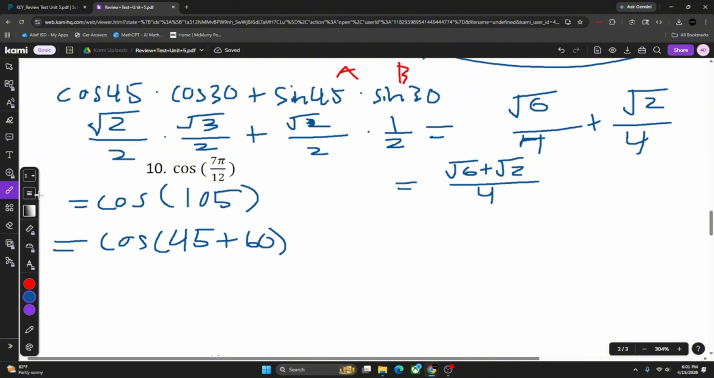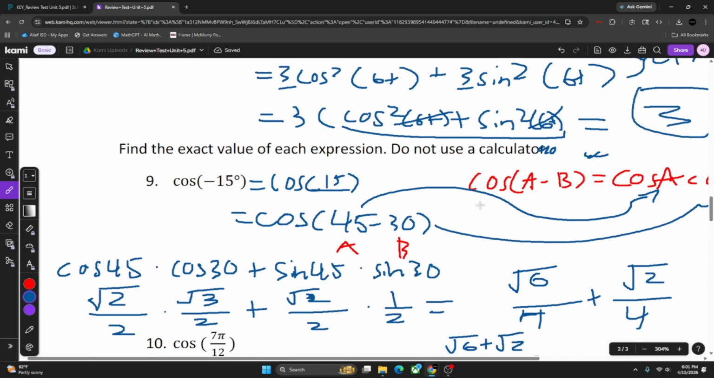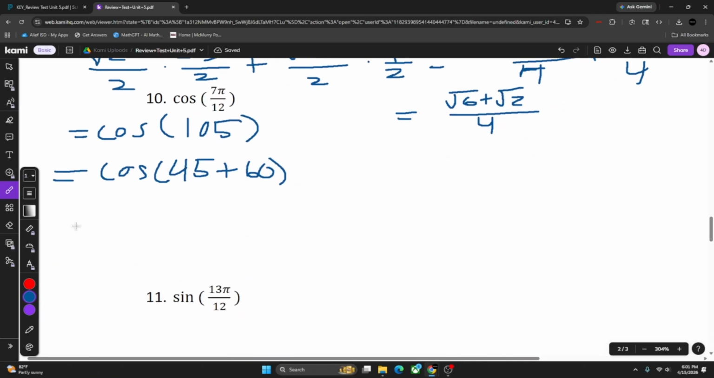All right, we found this. Now we have to... this is the same formula. Oh my days, so much writing, man. All right. Cosine 45. Cosine 60.